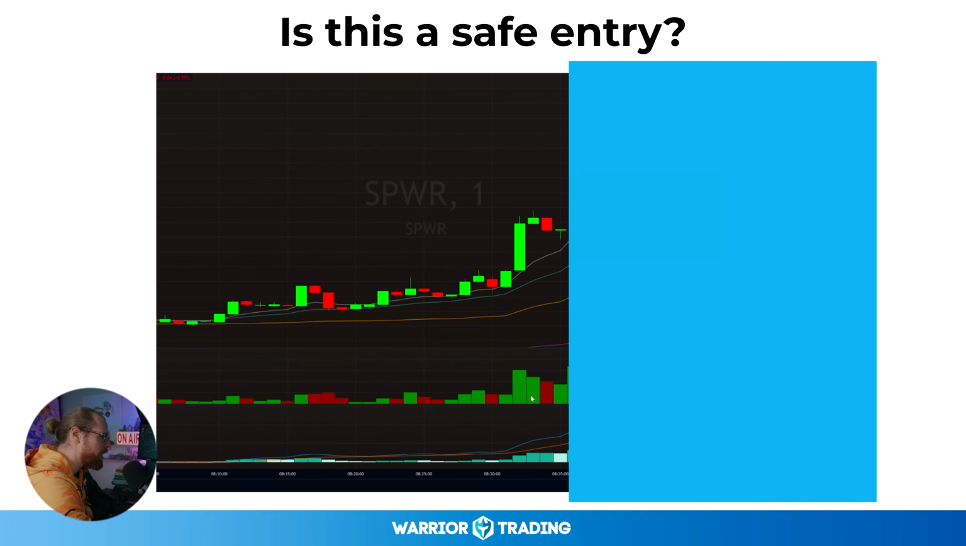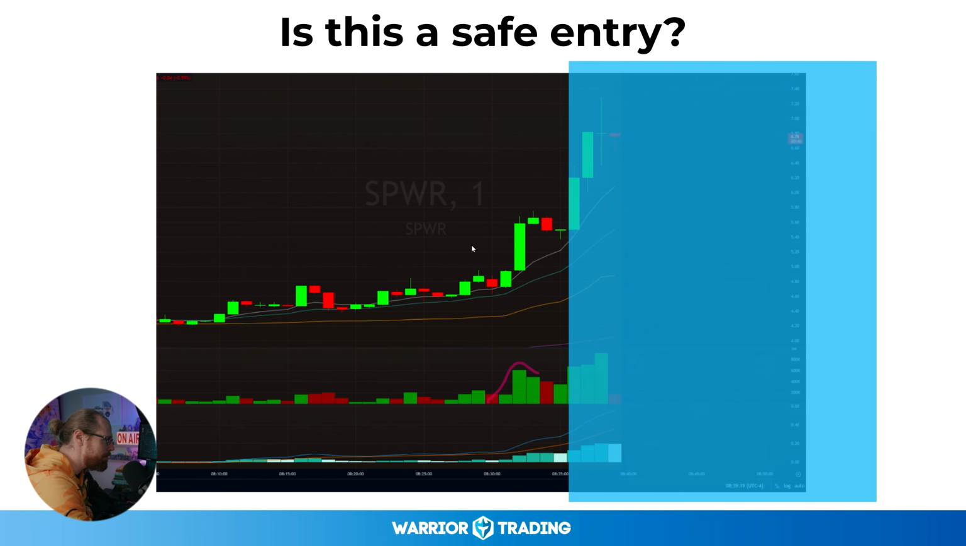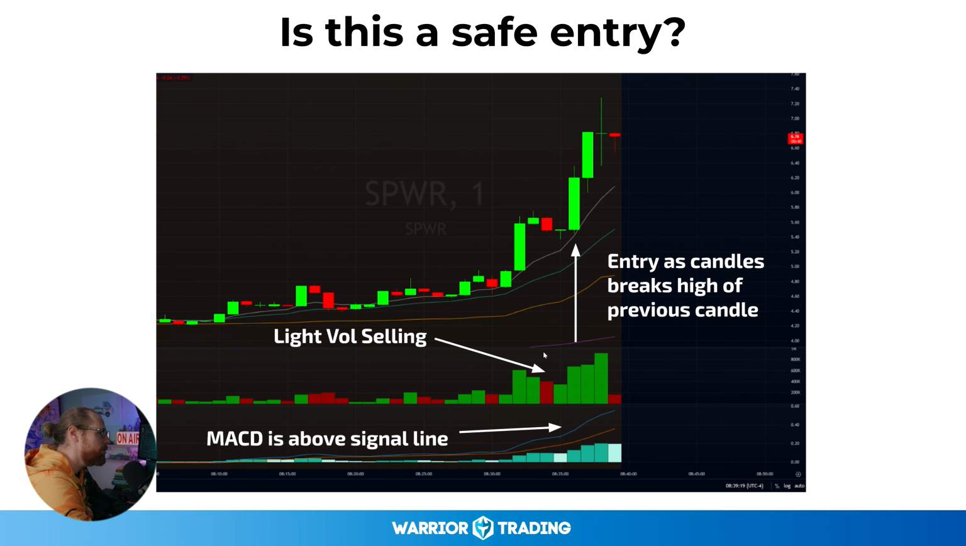Next one. All right, here we go. We've got a MACD that's open. We've got a good volume profile. This surely is a good setup. Am I right? Buy the dip? Yes, we are right. We've got light volume selling, a positive MACD, and the entry is right here as this first candle makes a new high.